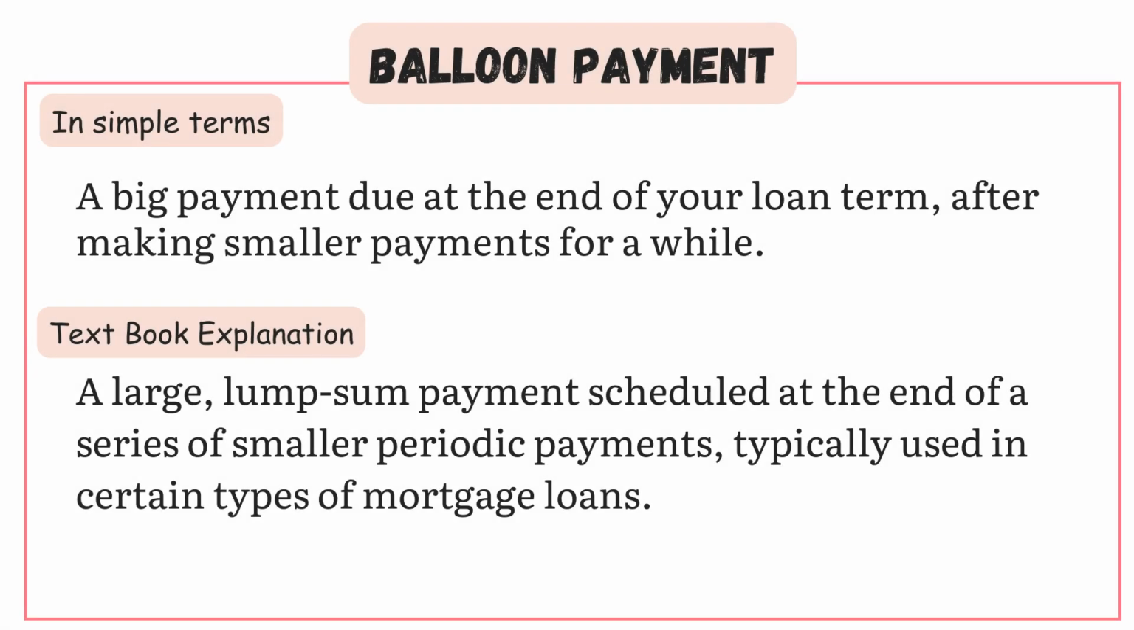Balloon payment. In simple terms, it is a big payment due at the end of your loan term after making smaller payments for a while. As per textbook definition, balloon payment is a large, lump sum payment scheduled at the end of a series of smaller periodic payments, typically used in certain types of mortgage loans.